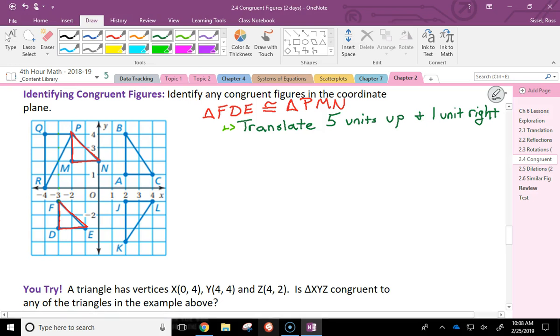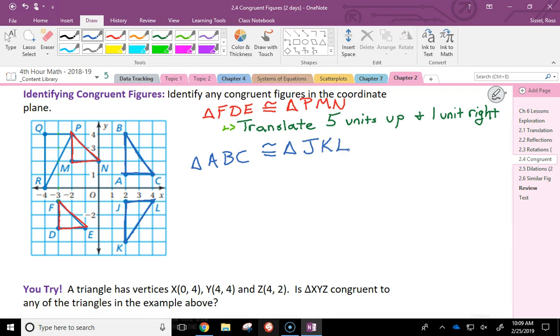Yes? Triangle ABC and JLK. Alright, so now we think we have another one. Say it again. Triangle ABC, to JKL. Now, what did they do to this triangle to make sure that they're congruent?